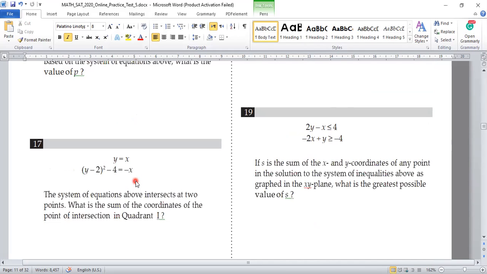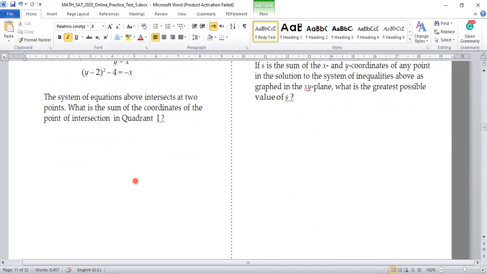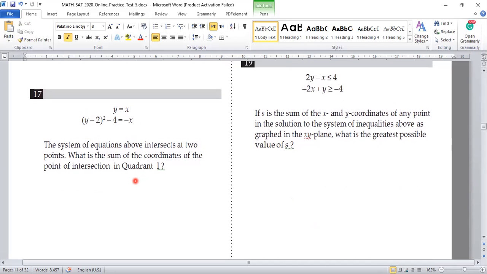Moving on to question 17. y is equal to x, and y minus 2 whole square minus 4 is equal to minus x. The system of equations above intersects at 2 points. What is the sum of the coordinates of the point of intersection in quadrant 1? I hope the question is very clear.